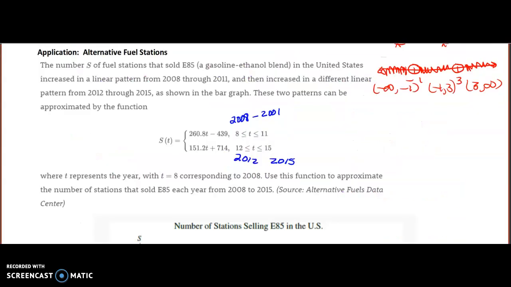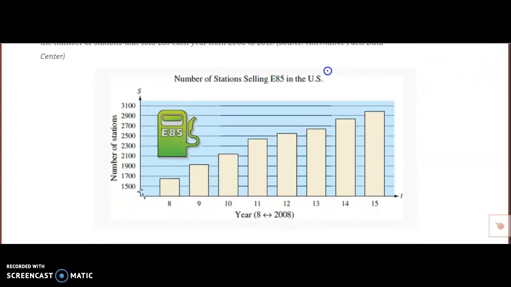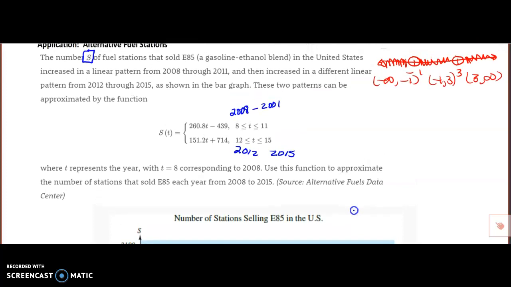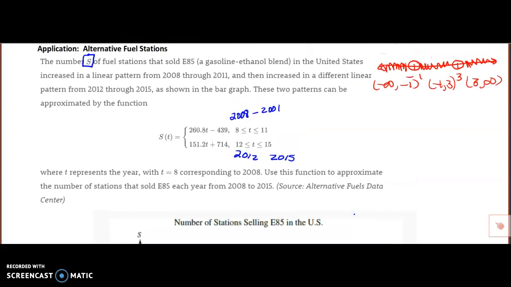Okay, so let's wrap up this section 2.2 with an application on fuel stations. The number S of fuel stations that sold E85, so I've got a variable S representing the fuel stations that sold E85 in the U.S., increased in a linear pattern from 2008 to 2011, and then increased in a different linear pattern from 2012 to 2015. You can see in the bar graph right below. The two patterns are approximated by the function.